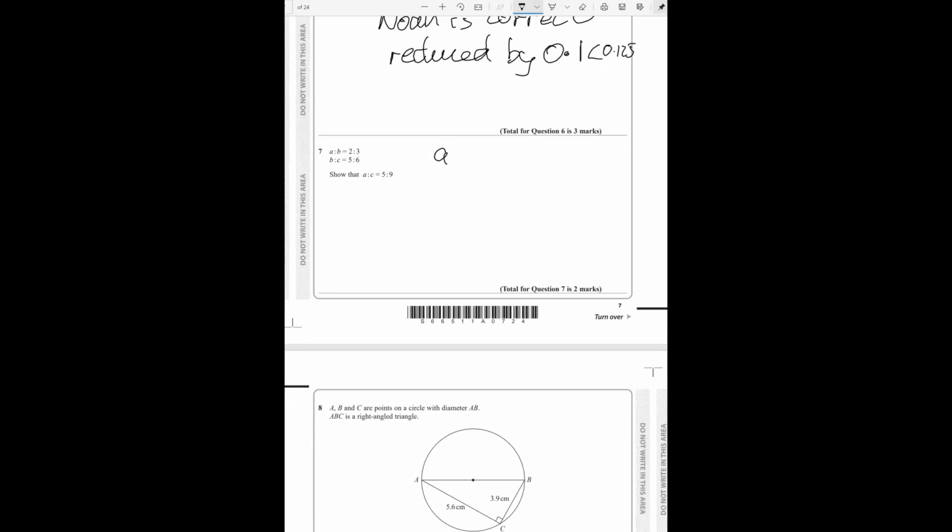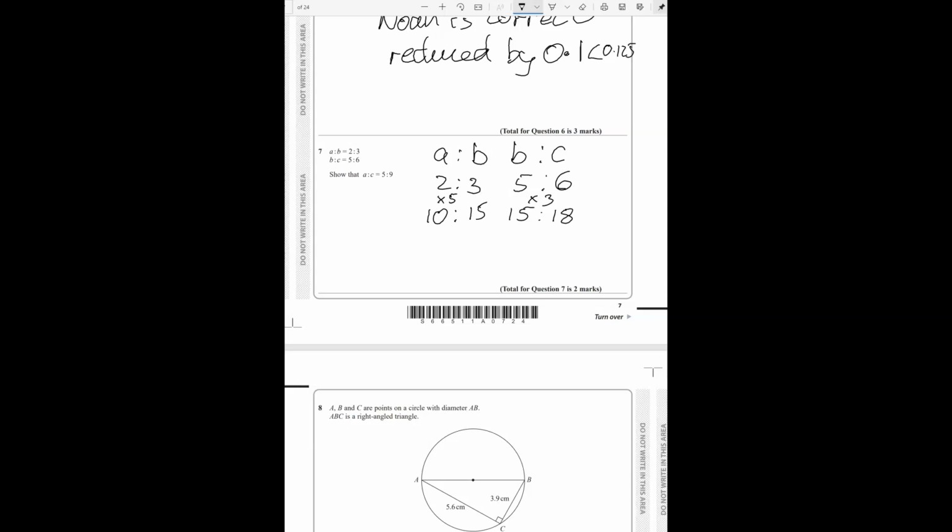So we've got A, B, which is 2 to 3, and then we've got B to C, which is 5 to 6. We need to show that A to C is 5 to 9. Now, so we can put them all in one ratio, we need these two numbers to be the same. So if we times these by 5, we've got 10 to 15. So I've times by 5.